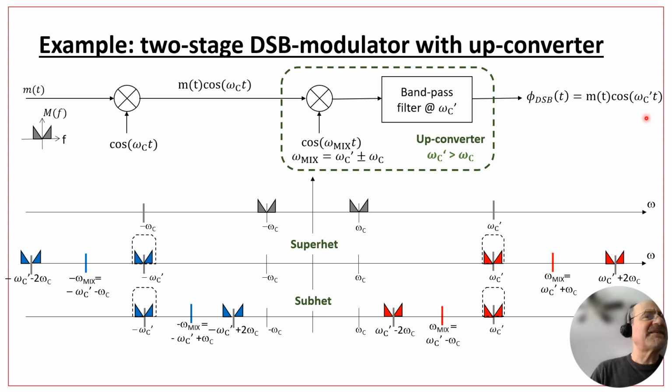So again, the bandpass filter at omega C prime will remove this low frequency component, and that will end up producing this DSB signal at the new target frequency. We call the combination of the mixer and the bandpass filter, which made it possible to convert the carrier to a higher frequency, the up converter, and the result of that will be a very high frequency DSB signal.